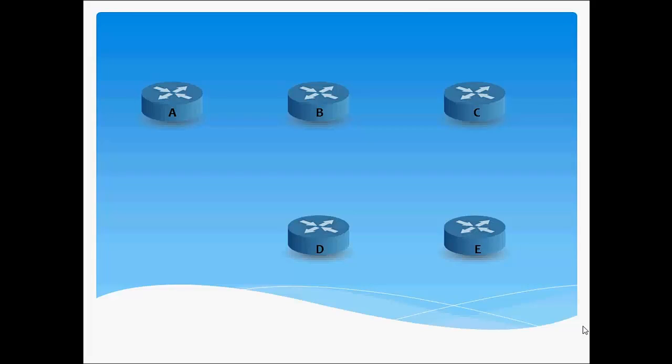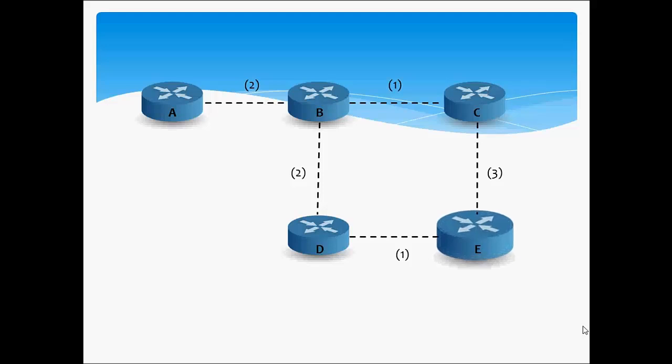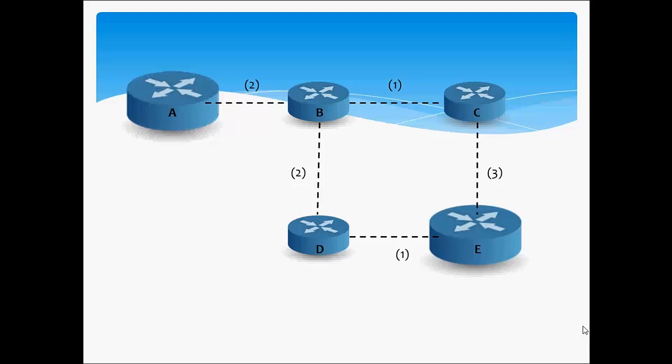Now we have 5 routers and each router is connected by a link, and the number inside the bracket is the metric of the link. Now a client on router E wants to talk to a client on router A. The immediate neighbors of router E are router C and router D. DUAL in router E asks for the reported distance from routers C and D with respect to router A.